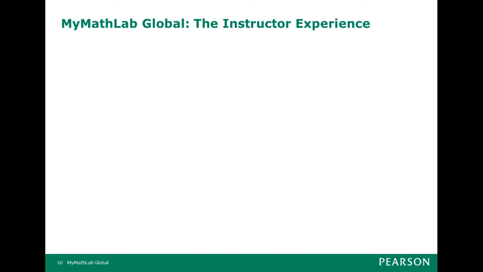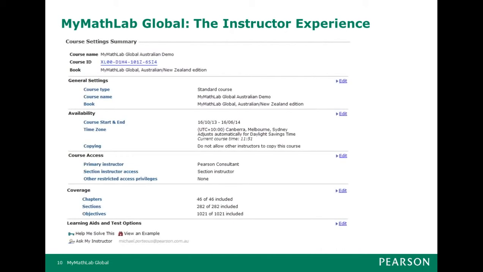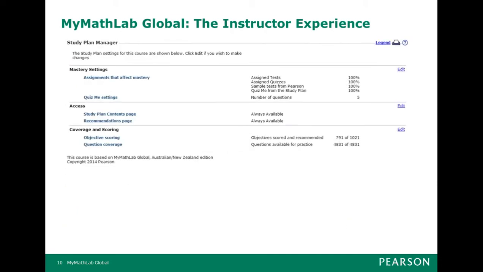Let's have a look at this. So as an instructor, you obviously can set up your course how you want. You can change the general settings here, the availability, course access, and so forth. This is all set to a basic default to start with. But more importantly, you can change how the study plan works, and you can set your own assignments as well. So in the study plan manager, you have a whole bunch of different options here which can change the way that your students interact and how you interact with the system.